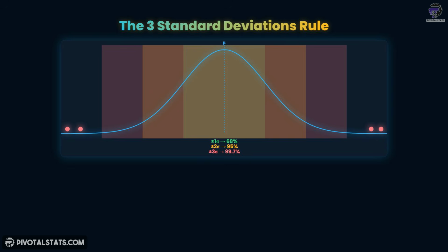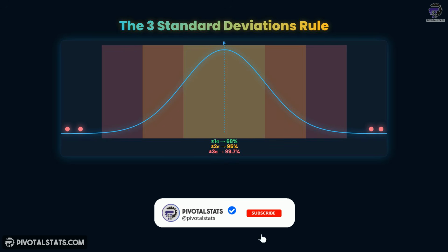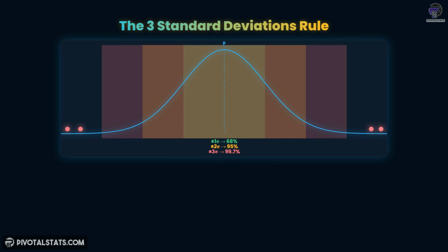A few caveats: purchase amounts are usually not normally distributed. They are often right skewed, with a long tail of high value transactions. In those cases, 3 sigma might not be sensitive enough or might flag too many legitimate big purchases.